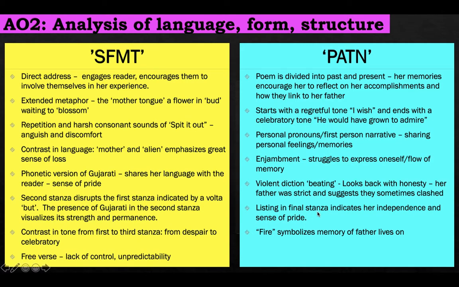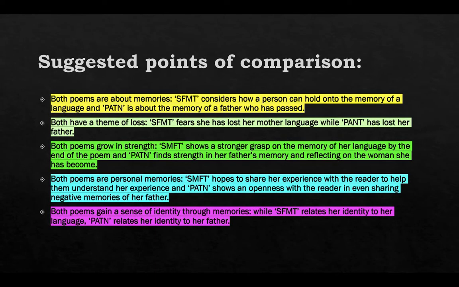Listing in the final stanza indicates her independence and sense of pride. So we've got structure there. And the fire right at the end symbolises the memory of her father living on, you might argue. There are definitely other interpretations of that. So here are some suggested points of comparison.